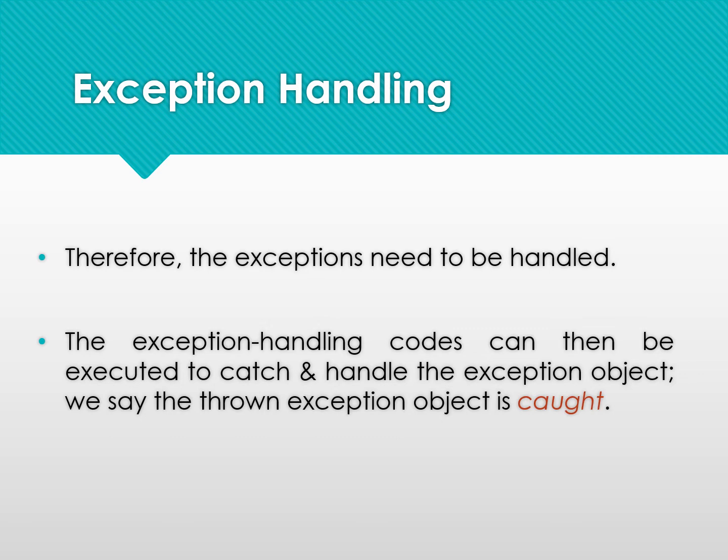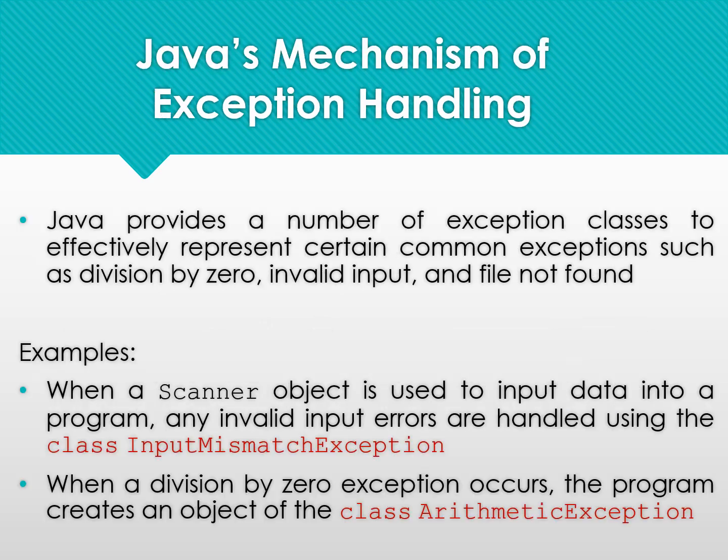In this content that we are covering, we are going to learn how to handle the exception. You will be writing extra code on top of what you are writing for your program to handle the error. The exception handling code can then be executed to catch and handle the exception object. So we say the thrown exception object is caught. Let's have a look at more examples.